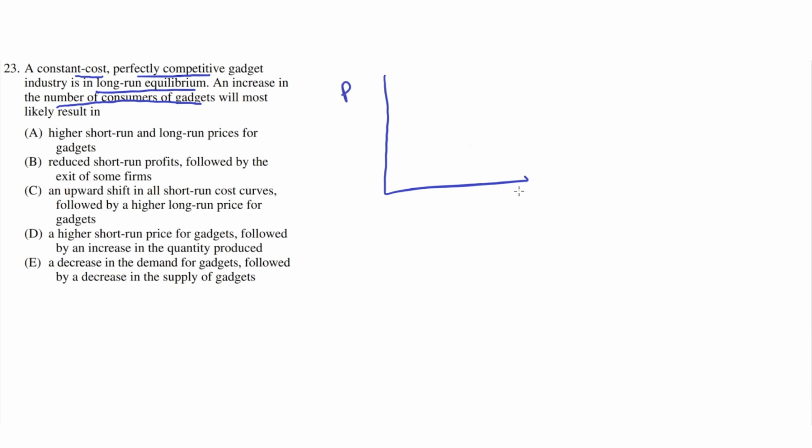So this y-axis represents P for price, x-axis represents Q for quantity. And let's draw a simple demand and a simple supply curve. And we're told that an increase in the number of consumers of gadgets will most likely result in blank. So this is demand, this is supply.